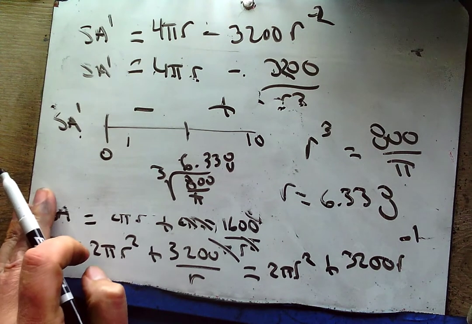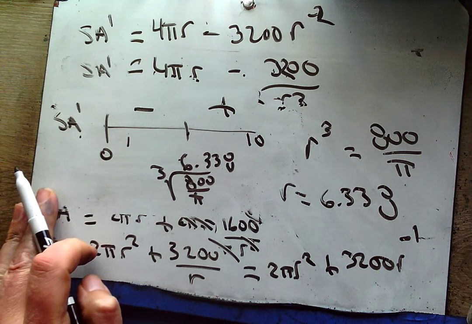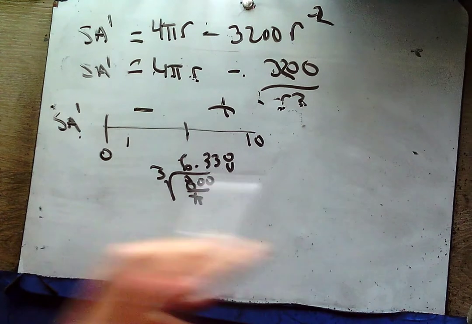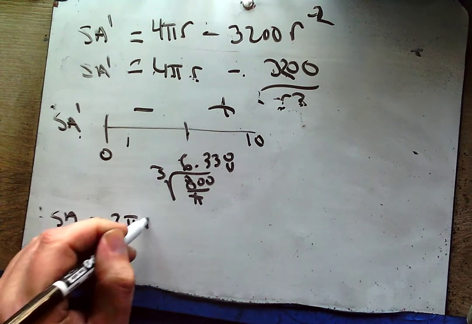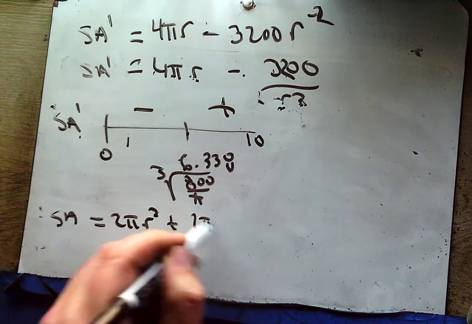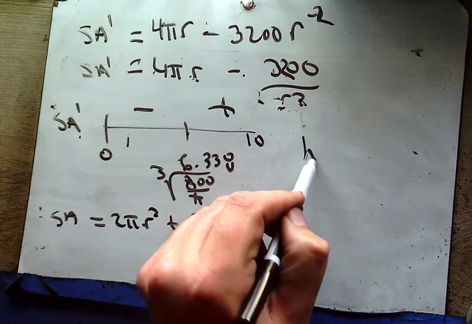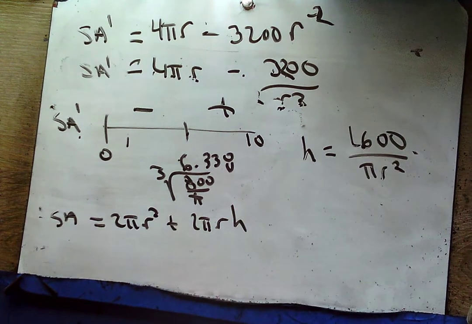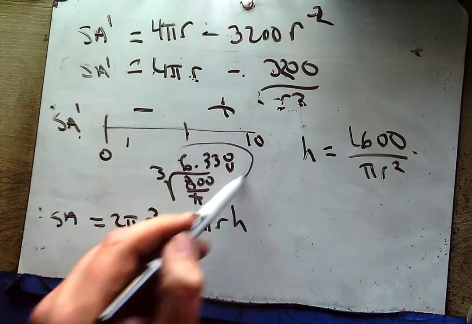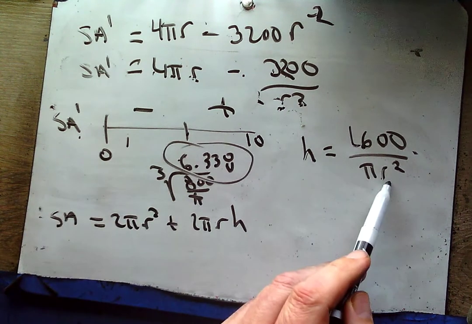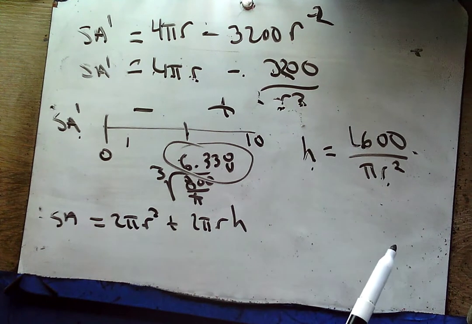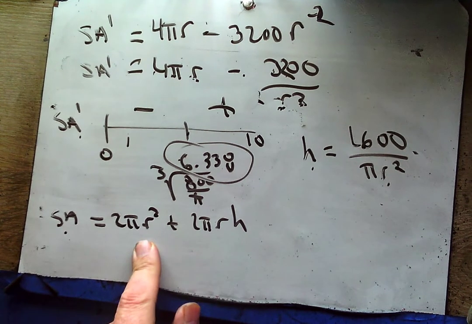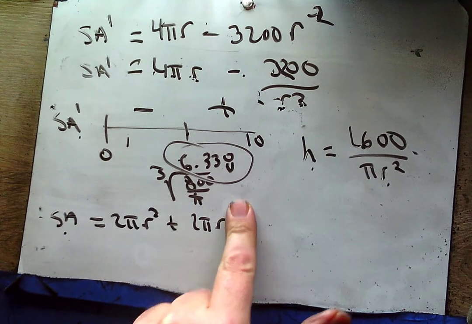Now, what did we need to find? Find the least amount of material. Oh, so they actually want me to find what the surface area is. Well, remember, surface area was 2 pi r squared plus 2 pi r h. And what was h again? Wasn't h equal to 1600 over pi r squared? Okay, so I've got this r. I'm going to plug that r in here so I can find h. And then because I want to know what the minimum surface area is, I'm going to plug that r and that h in here. I guess we could do that substitution.